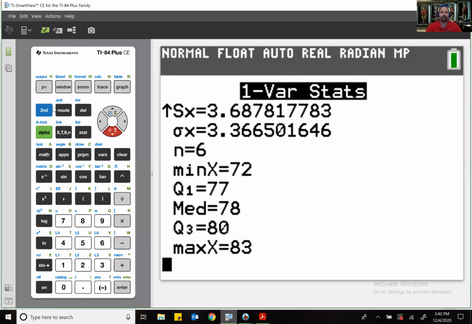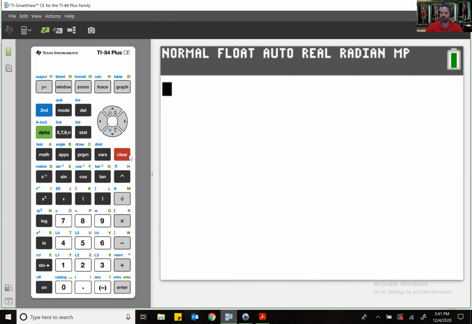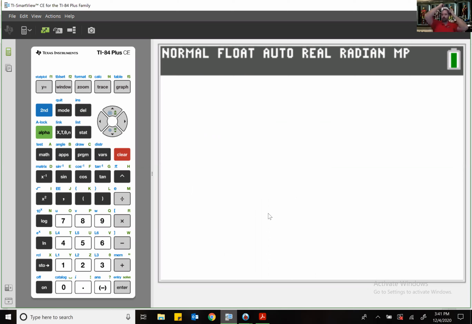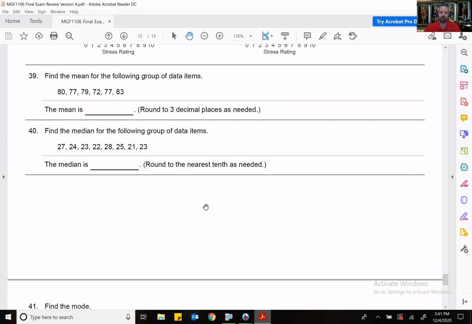All right. So there's how we can do that problem. Let's jump to number 40. All right, number 40, find the median. Hey, what do you know? Here we got to find the median. So if you're finding the median, what does median mean? Middle.